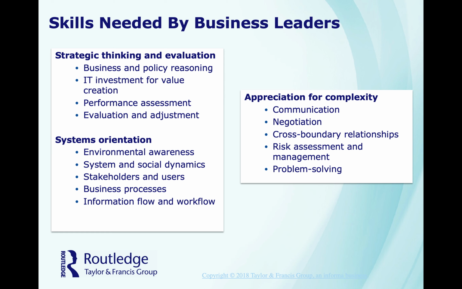When you're thinking as a business leader about system orientations, you have to know your environmental awareness, system and social dynamics, stakeholder and users. Who are they? Business processes and the information flow and workflow. And you have to also know the appreciation for complexity. So, communication, negotiation, cross boundary relationships, risk assessment and management, and problem solving. Again, these are all skills needed by business leaders.